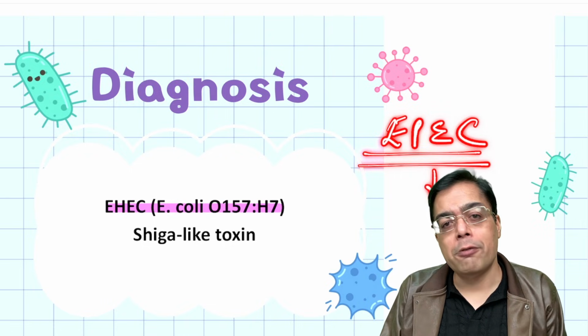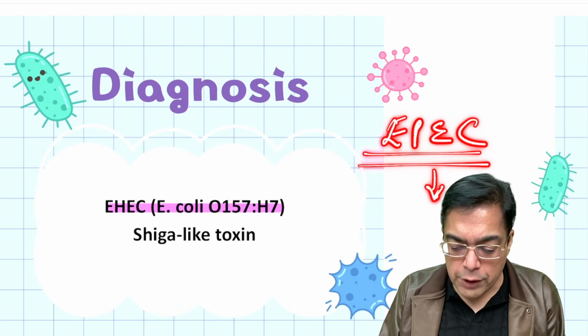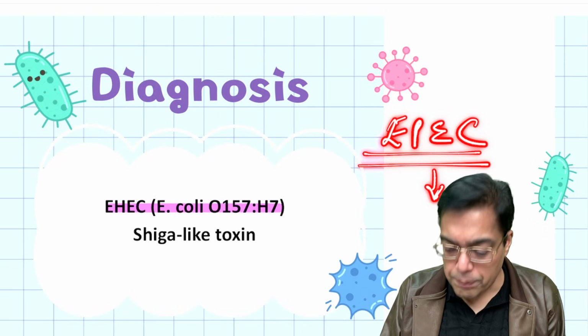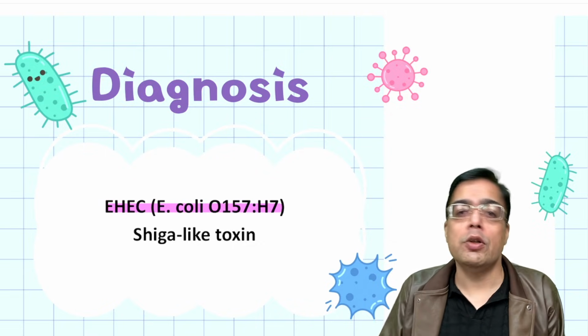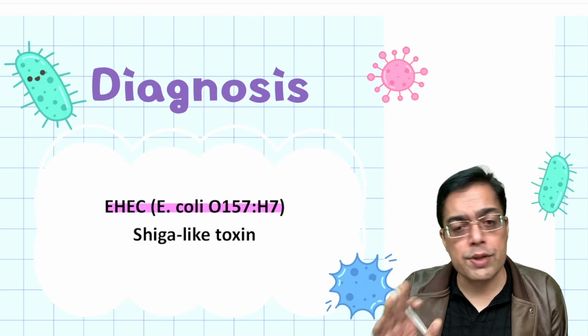And I hope you remember the fact that there is going to be a presence of an attachment effacement lesion that is going to be formed because of the pylori over here. That is what they love to ask in the mains. But for your exams, the Shiga-like toxin and the presence of the traveler's diarrhea is what they typically give you in your exams.